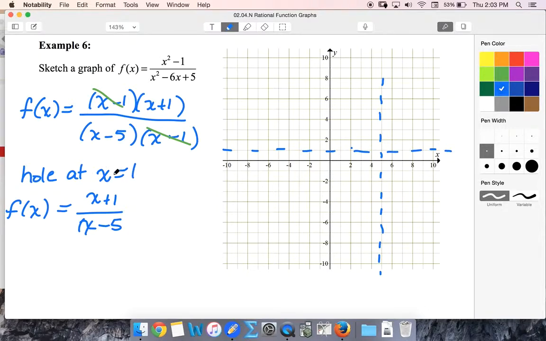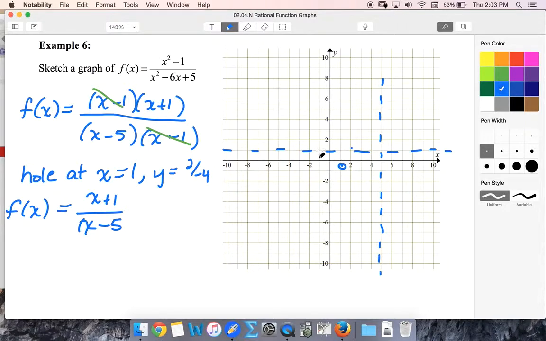So my hole is at x equals 1. If I plug in 1 down here, I would get 2 over negative 4. So y is 2 over negative 4, which is of course negative a half. So 1, negative a half is a hole.